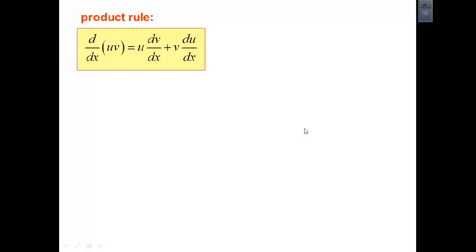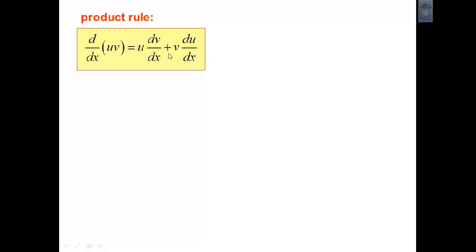All right, our next rule is the product rule, and it says the derivative with respect to x of u times v, where u and v are functions, not just constants, is going to be u times dv dx plus v times du dx. Another way that you can remember that is first times the derivative of the second, u times dv dx, plus second, v, times the derivative of the first, du dx. So first times the derivative of the second plus second times the derivative of the first.